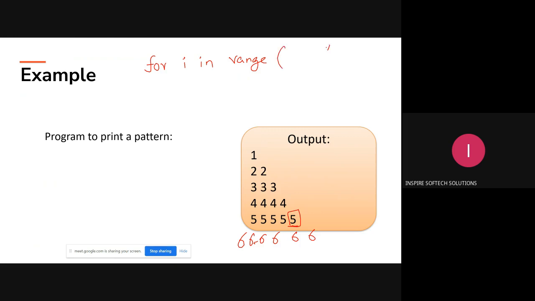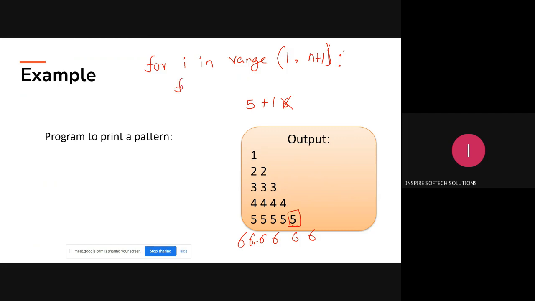So for i in range, from where to where? I have to start from 1, up to n plus 1. I don't know what my n value is, so I'll give n plus 1. If my n value is 5, it executes up to 5 plus 1, so 6 won't execute. Up to 5 will be executed. We know very clearly about the ending value.